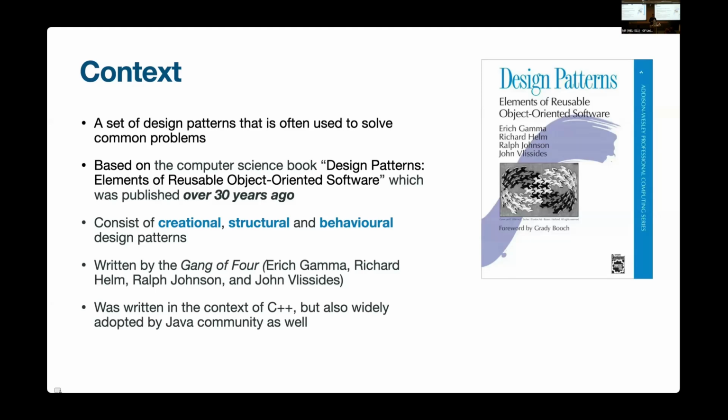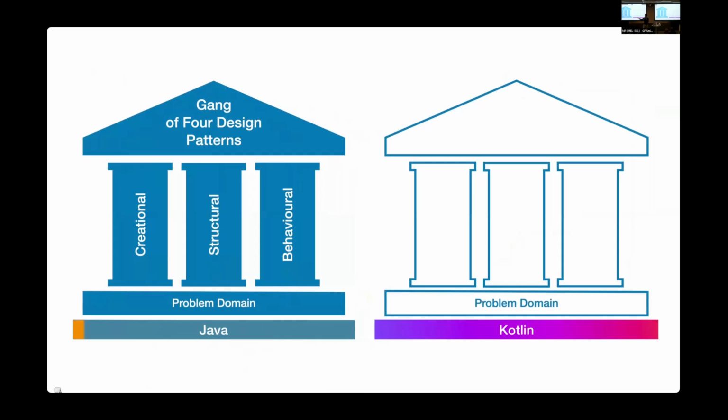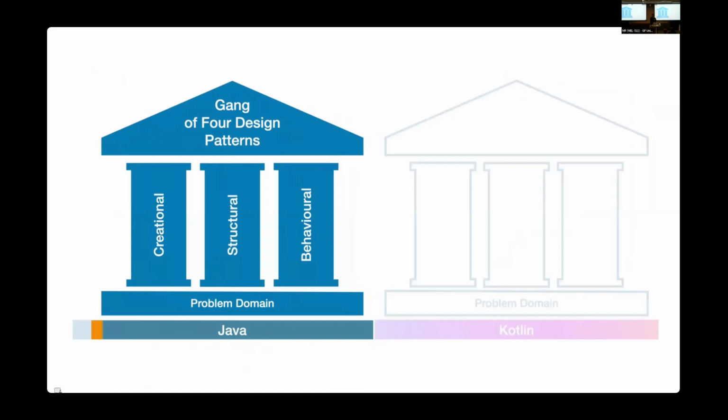It's written in the context of Smalltalk and C++. But it's actually widely adopted by Java folks. So that's why I'm talking about it today. I want to emphasize that these design patterns are really just based on a problem domain, meaning that if you don't have the same problems, you don't really need the same solutions. And the context for my talk today is going to be Java. More specifically, though, I'm going to be talking how they sort of translate over when you try to adopt them in Kotlin. So let's get into it.